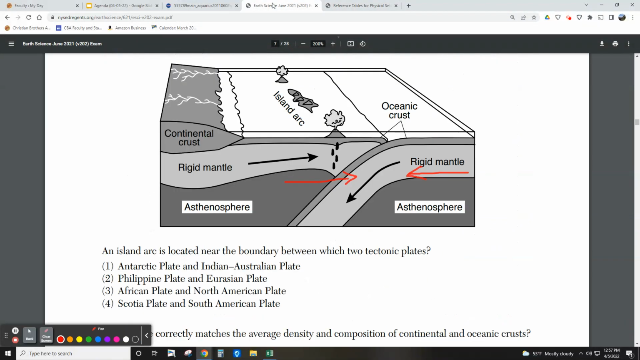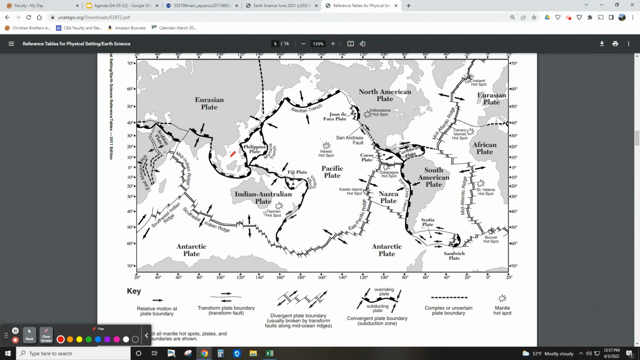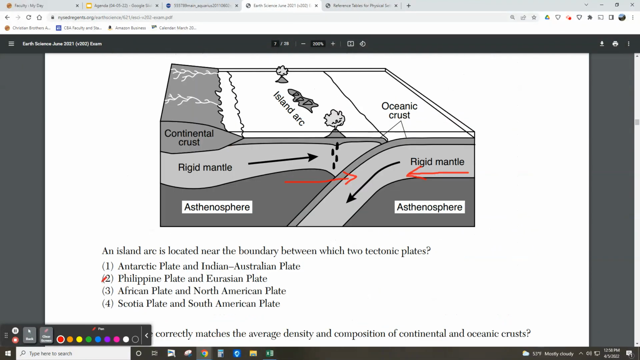Okay, second choice, we have the Philippine plate and the Eurasian plate. Okay, let's find where that's located. Here's the Philippine plate, and here's the Eurasian plate, and we have a collision between those right in here. So that's a potential option, okay? And that seems reasonable because we have an ocean here and an ocean here. So I'm going to leave that as a possibility. I'm thinking that's the answer, but I just want to eliminate the others before I do that.